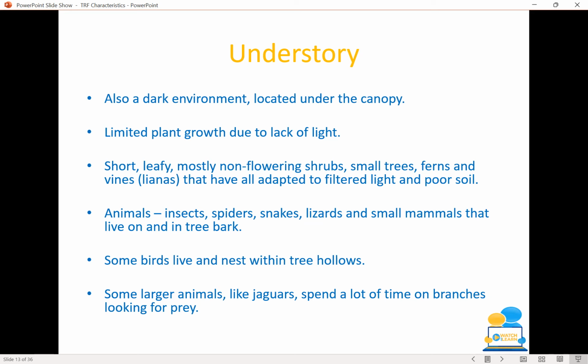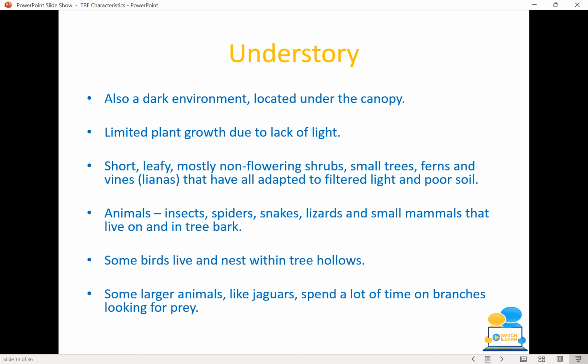As a result, we've got short, leafy, mostly non-flowering shrubs. We've got small trees, ferns, and vines, or what are called lianas. These have all adapted to filtered light and also the poor soil that we have here. These different types of plants in the understory have had to adapt to the conditions there, such as the lack of light.